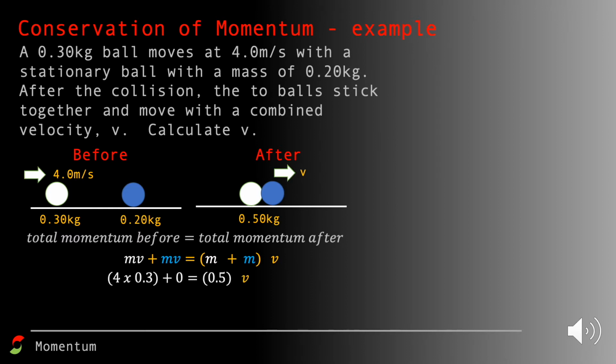So before, the white ball has a velocity of 4 and a mass of 0.3. The blue ball isn't moving, so its momentum is 0. And the combined mass of 0.3 and 0.2 is 0.5, and we've got that unknown velocity v. So we can solve that, and we get 2.4 meters per second, and it's going to move off to the right, just to put in that vector notation in there.